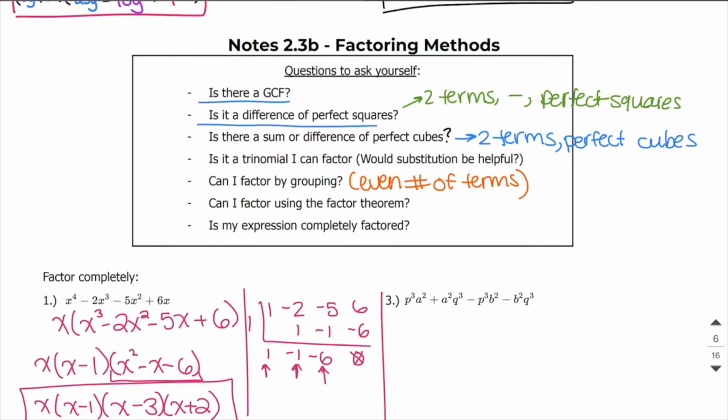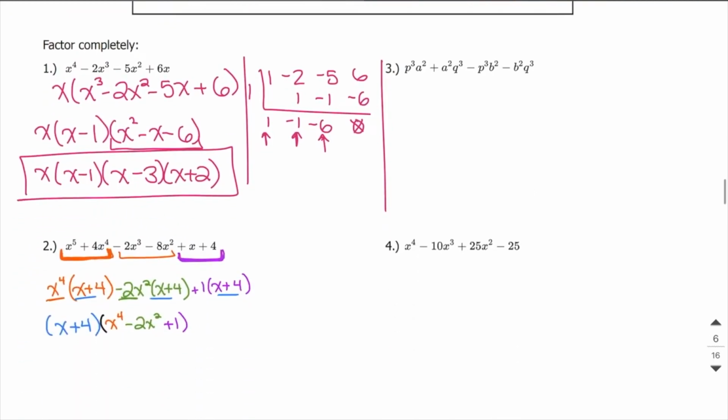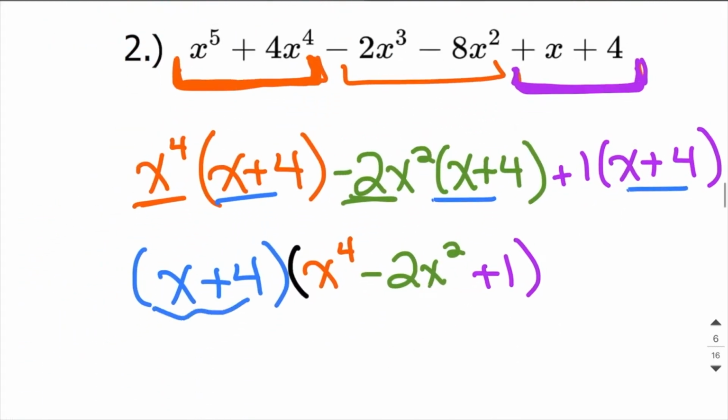It is not a difference of perfect squares because there's no subtraction. It is not a sum or difference of perfect cubes because we do not have perfect cubes. It's not a trinomial that I can factor. I can't factor by grouping. I don't want to use the factor theorem because it's a linear factor. And to be honest, this is a linear factor that has nothing in common, so I cannot factor this further.